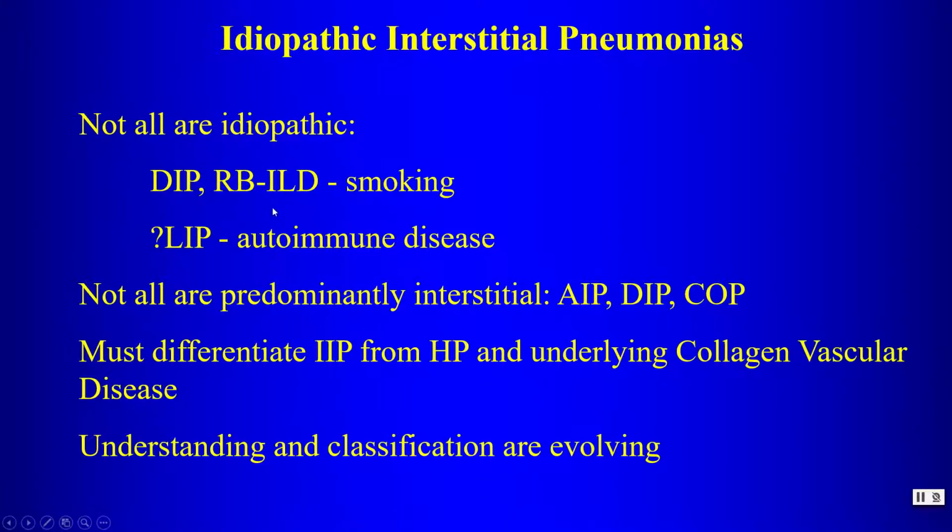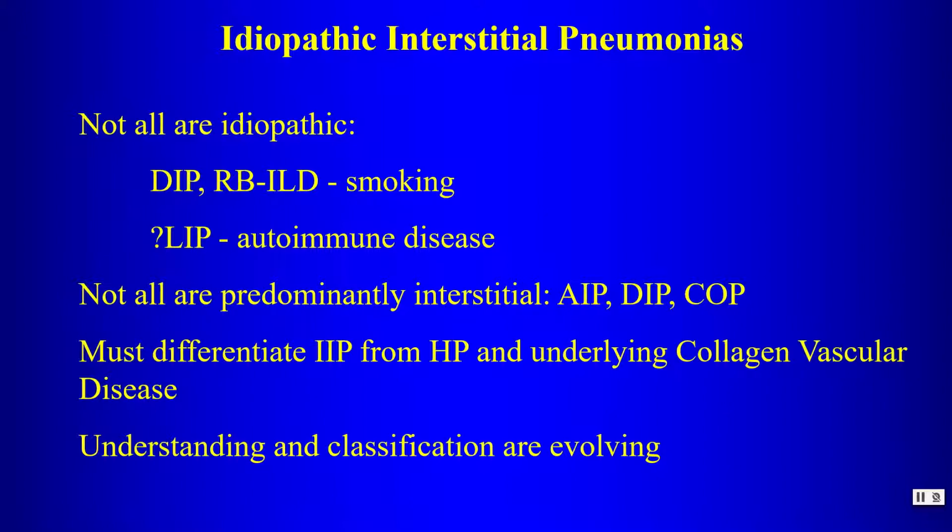Now, it turns out that not all of these diseases are idiopathic. We know that DIP and RBILD are associated with smoking. Whether LIP exists as a standalone disease within the lung was somewhat controversial, as many patients with LIP have some other underlying autoimmune disease, and so most cases of LIP will be found associated with other underlying autoimmune diseases like Sjogren's syndrome and also HIV.